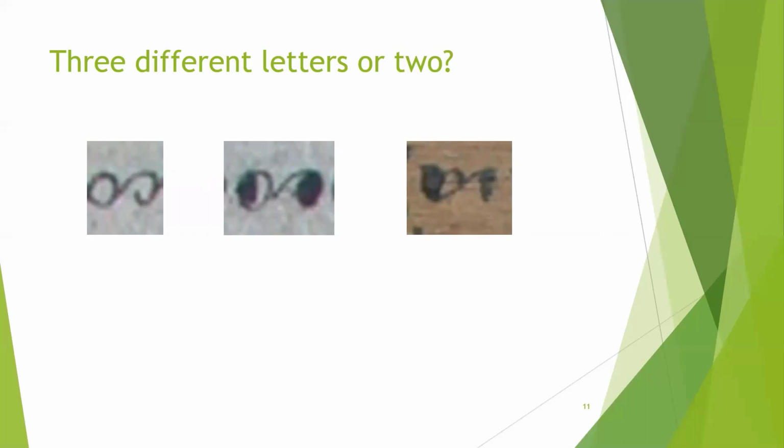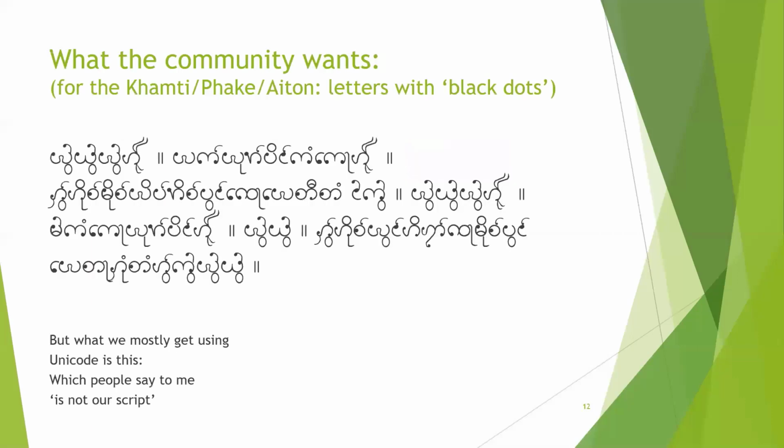But the fact is that for reasons that we could discuss, the first two have been encoded in the same location, and you can only get the middle one via variant selectors, whereas the third one, the one on the right, has been encoded separately. Yes, there are differences between them, but from a community's perspective, these three would be kind of equally different.